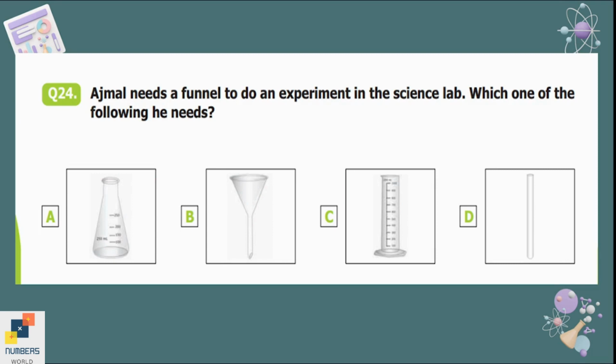Question number 24. Ajmal needs a funnel to do an experiment in the science lab. Which one of the following does he need? So we can see this is the picture of a funnel. So option B will be the suitable option here.